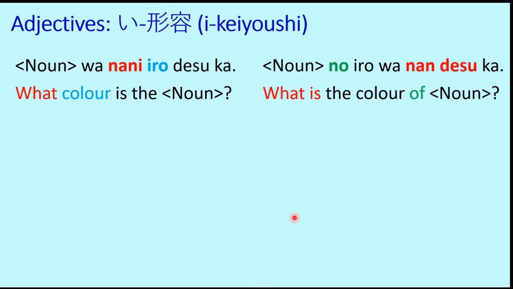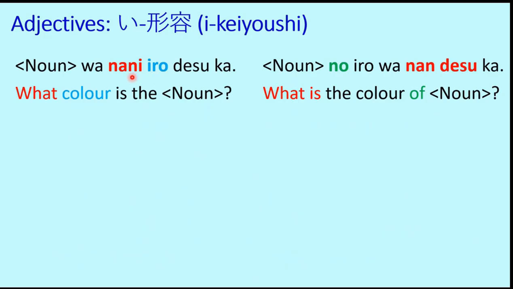So here you can see nan desu, that's why what is, and here nani iro, which means what color. So it's exactly the word by word translation. And noun no iro means color of noun. What is the color of the noun? What color is the noun? So the same question, two different ways of asking. Noun wa nani iro desu ka? Noun no iro wa nan desu ka?